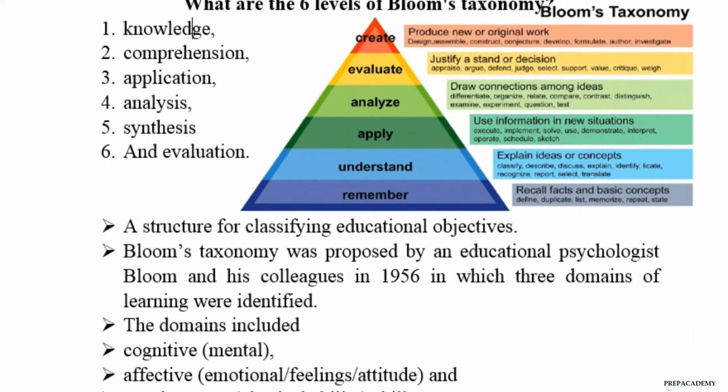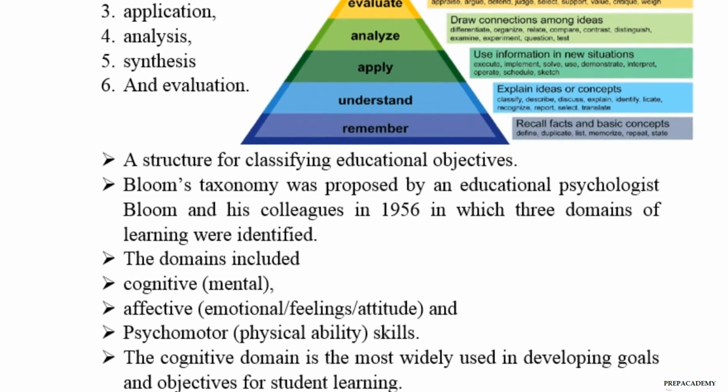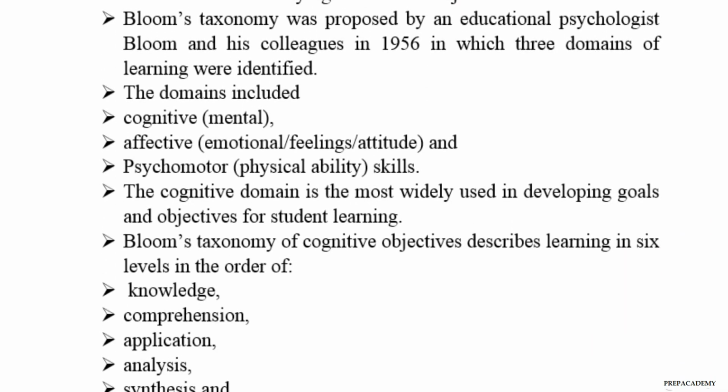Bloom's taxonomy was proposed by educational psychologist Bloom and his colleagues in 1956, in which 3 domains of learning were identified. The domains included cognitive (mental), affective (emotional/feeling/attitude), and psychomotor (physical ability, skills). The cognitive domain is the most widely used in developing goals and objectives for student learning.